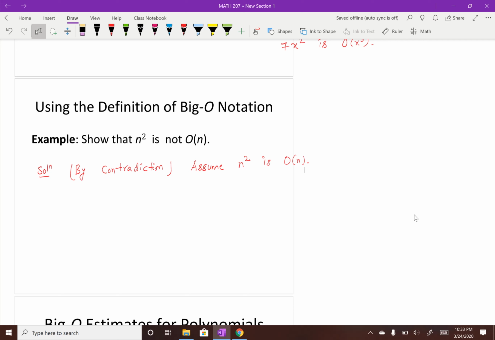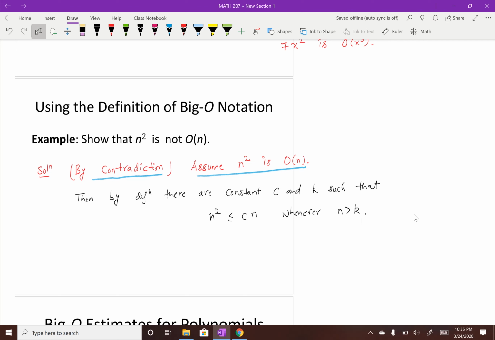So in our next example, we have to show that n square is not big O of n, and we can write the solution of this problem by using our contradiction approach. So assume that n square is big O of n and see if we can find some kind of a contradiction there. Then by definition, there are constants c and k such that n square is less than or equal to c times n whenever n is greater than k.